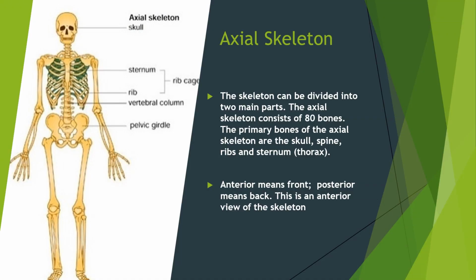Axial skeleton. The skeleton can be divided into two parts. The axial skeleton consists of 80 bones. The primary bones of the axial skeleton are the skull, spine, ribs, and sternum. Anterior means front, posterior means back. This is an anterior view of the skeleton.